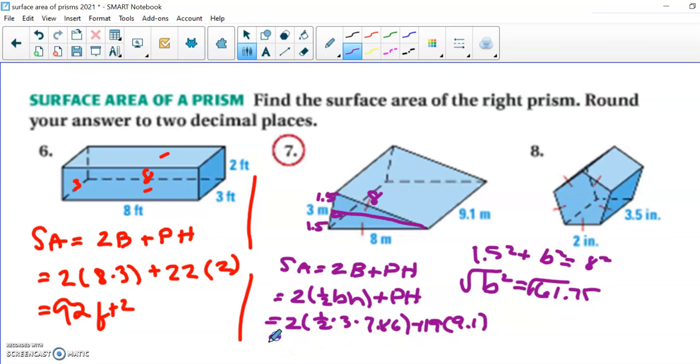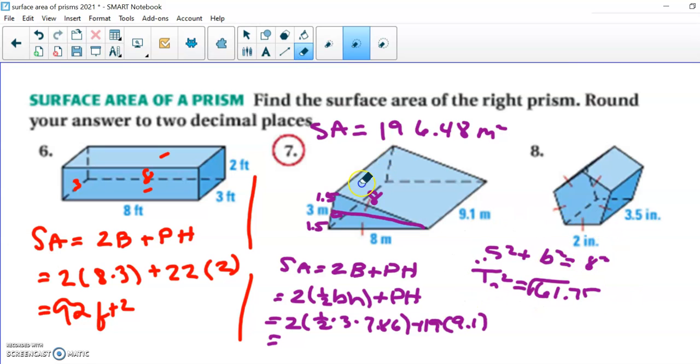All right, let me go ahead and punch this in my calculator for us. The 2 and the 1/2 are going to cancel each other out, so I'm not going to waste entering that. I'm going to say 3 times 7.86. And then to that, I'm going to add 19 times 9.1. And it looks like the surface area of this triangular prism is about 196.48, and that'd be square meters. All right, let's go ahead and do a pentagonal prism. I'm going to need to make some room for us.